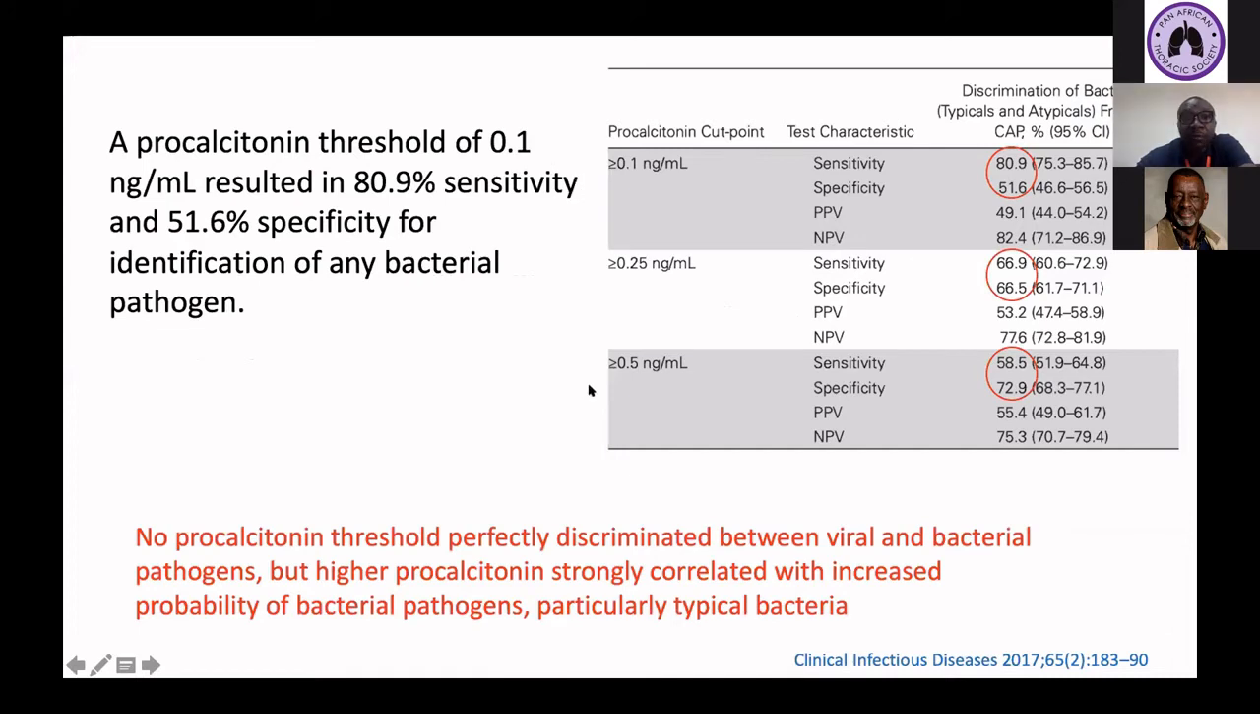A procalcitonin threshold of 0.1 resulted in a sensitivity of 80.9% and a specificity of 51% for identification of any bacterial pathogen. We can see that when we go for a threshold of 0.25, we have a reduced sensitivity and specificity, as well as for the threshold of 0.5. So no procalcitonin threshold perfectly discriminated between viral and bacterial pathogens, but we could see that higher procalcitonin strongly correlated with increased probability of bacterial pathogen, particularly typical bacteria.